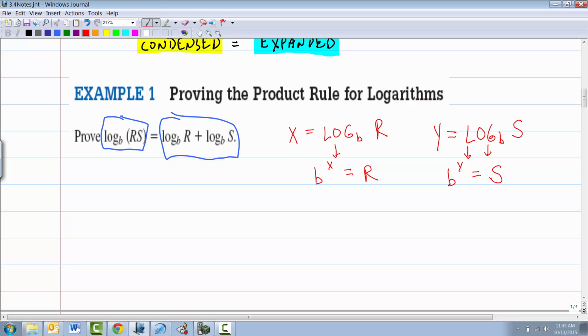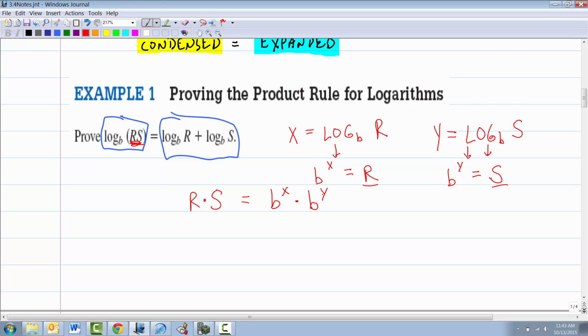Now I can try to explain why this is what's happening next. We're going to do a product, because this is the product rule. So basically what I'm going to do is take these two and multiply them. Now, what does that equal? Well, what does r equal, everybody? B to the x. What does s equal, everybody? B to the y. So this would be an equal statement based off of how I started this whole thing.